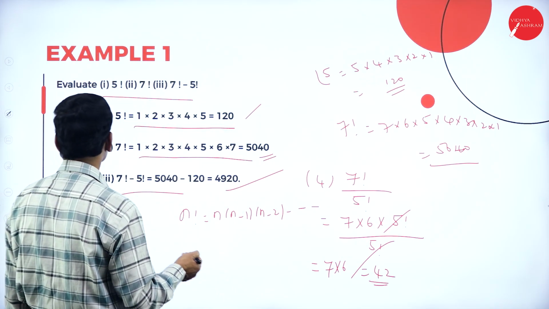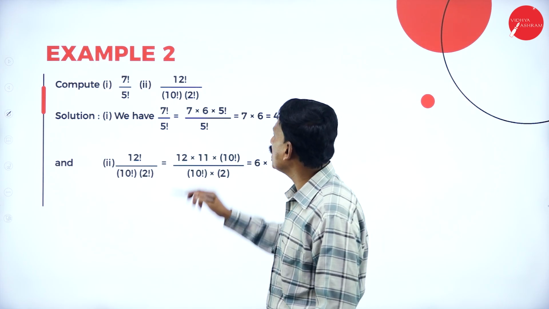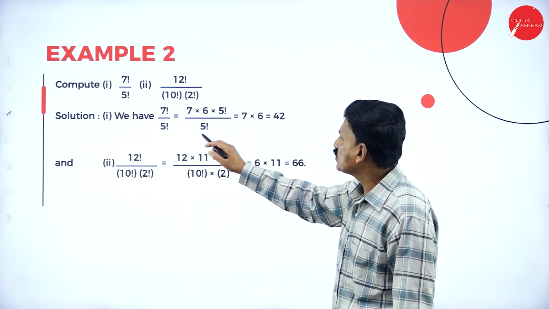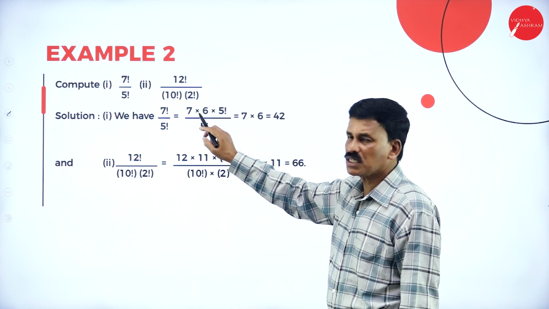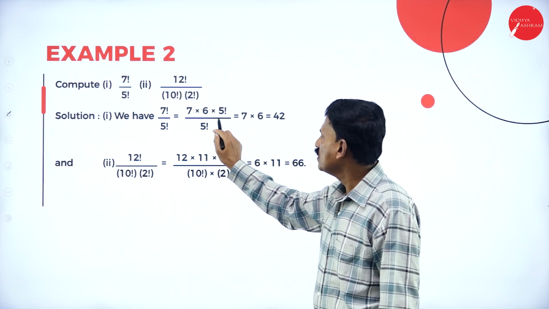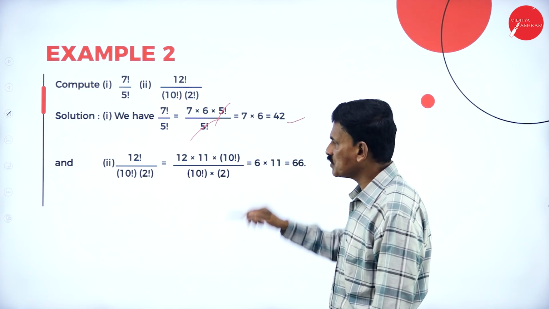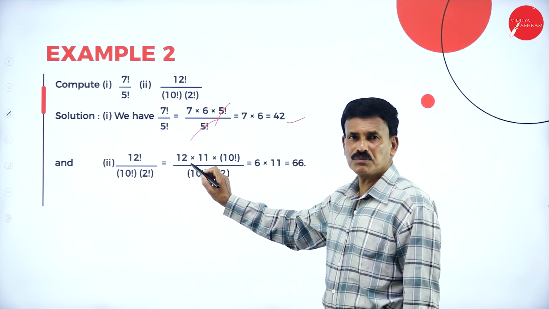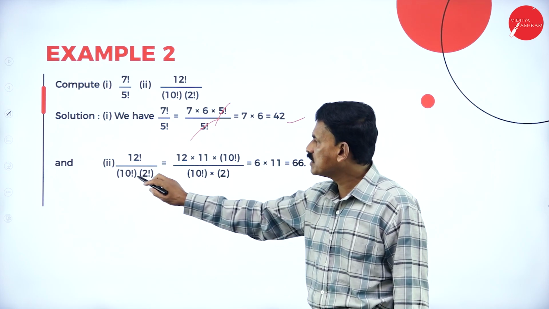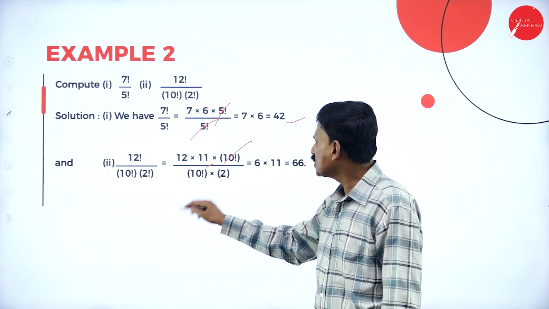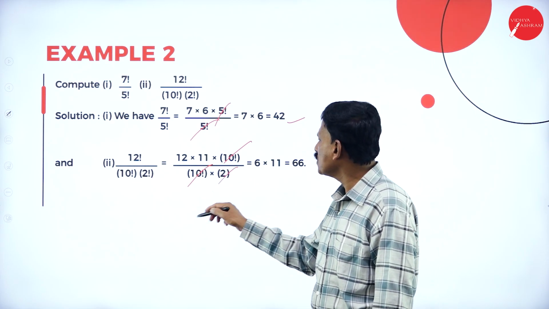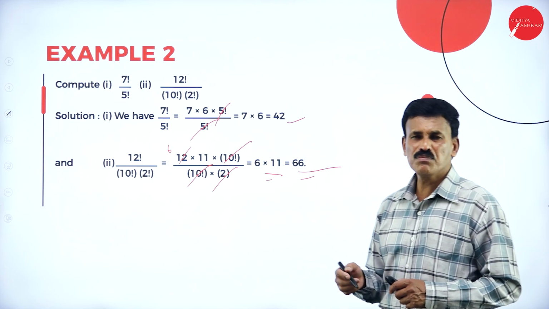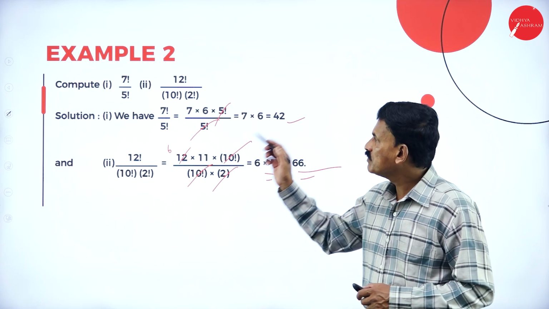Now let us come to the next few examples. Compute 7 factorial by 5 factorial and 12 factorial divided by 10 factorial into 2 factorial. Now we have 7 factorial by 5 factorial. As I told, 7 factorial can be written as 7 into 6 into 5 factorial by 5 factorial. The 5 factorials get cancelled. 7 into 6 is 42. Similarly, 12 factorial divided by 10 factorial into 2 factorial. 12 factorial can be written as 12 into 11 into factorial 10 divided by 10 factorial into 2. The 10 factorial gets cancelled. What is left over is, 2 6s are 12, 6 into 11 is equal to 66. These are all simple problems to find the value of a given factorial.